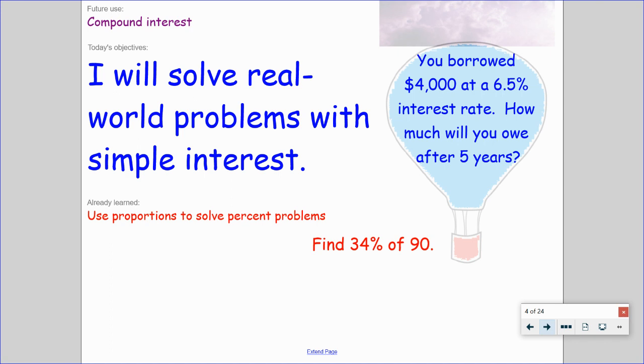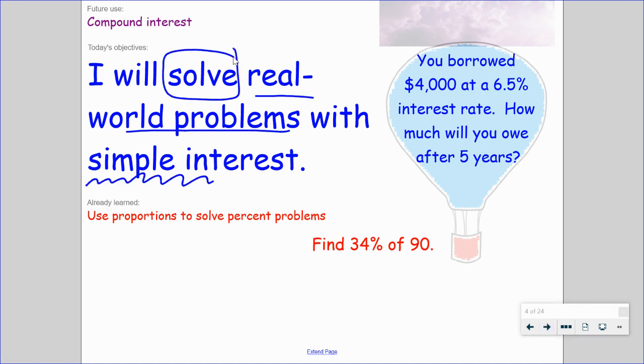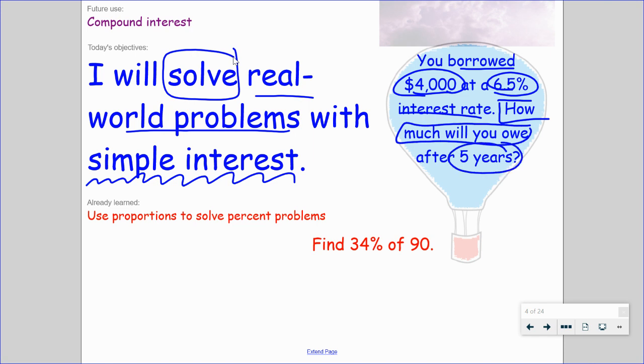Goal for today, I will solve, there's the action word, real world problems with simple interest. What that means is, let's say you're borrowing money, $4,000, 6.5% interest rate. The question is, how much will you owe after 5 years? First, whatever the date is, whatever the assignment number is, go ahead and write this page down, get ready for some notes, come on back when you're ready.